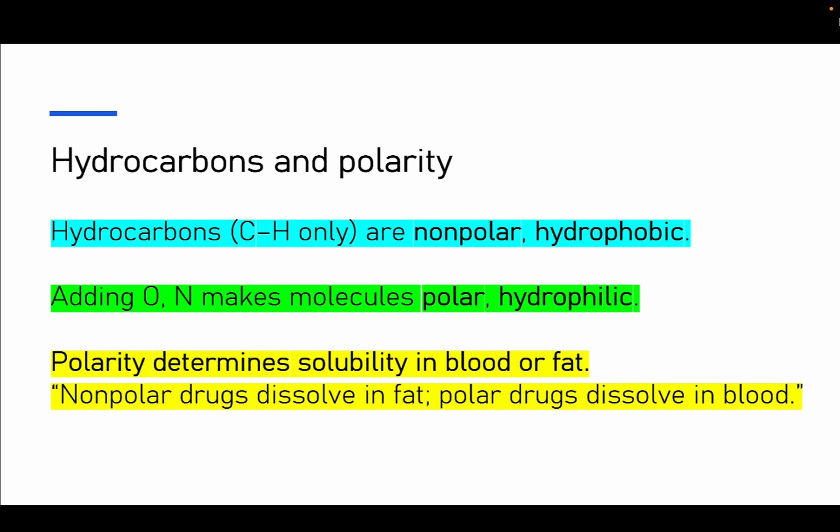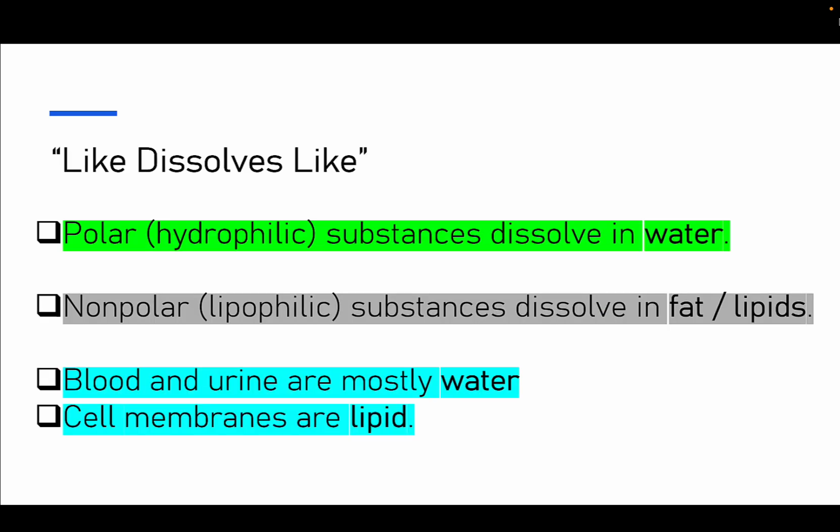And so polarity is really, really important because the polarity of a molecule, the way it wants to interact with water, is going to determine whether that molecule is soluble in either blood or in fat, blood being mostly water. Nonpolar drugs are going to be fat soluble, and polar drugs are going to be water soluble, dissolving in the blood much more easily. And so the principle here is a big chemical principle, like dissolves like. Polar substances are more like water, they will dissolve in water. And more specifically, because they're like water, they form chemical interactions with water.